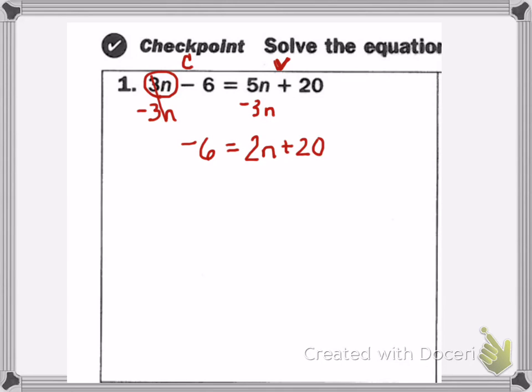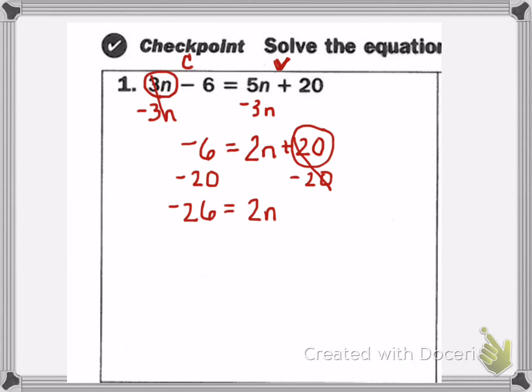But also on the right-hand side, I have the constant 20. Well, I don't want the constant 20 on the variable side. So I need to subtract 20 from both sides. Those will cancel on the right, and I'm left with 2n on the right-hand side, and I am left with a negative 26 on the left.